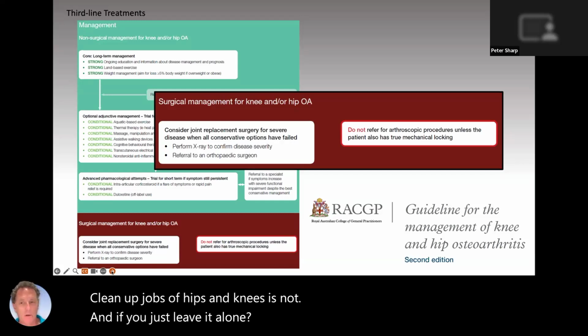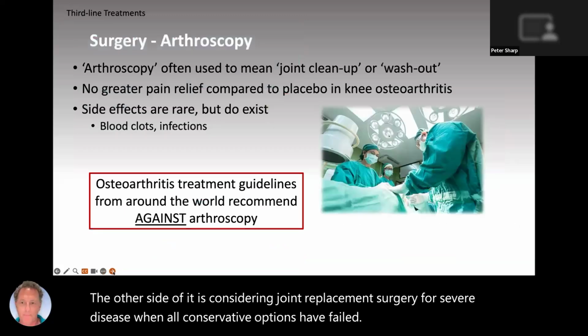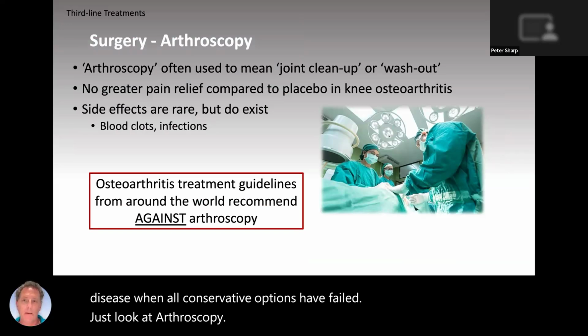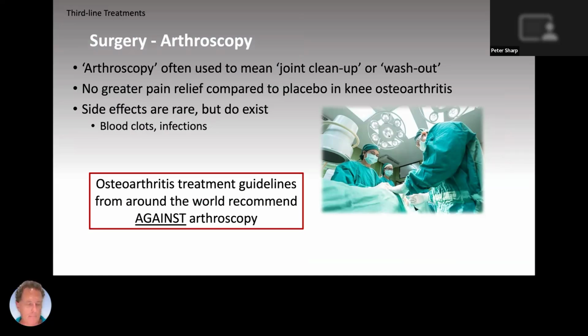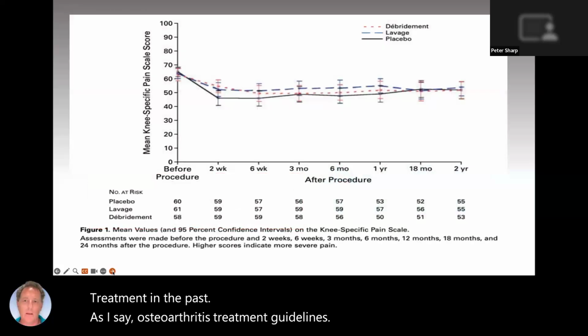All right, so the other side of it is considering joint replacement surgery for severe disease when all conservative options have failed. All right, so if we just look at arthroscopy for a minute, arthroscopy is basically where they go in with a camera and they just clean out the joint and trim away the cartilage, smooth everything out. And again, that has been a common treatment in the past, but as I say, osteoarthritis treatment guidelines around the world recommend against arthroscopy. And the reason why is because it doesn't work.